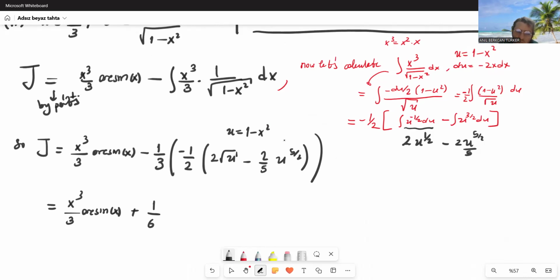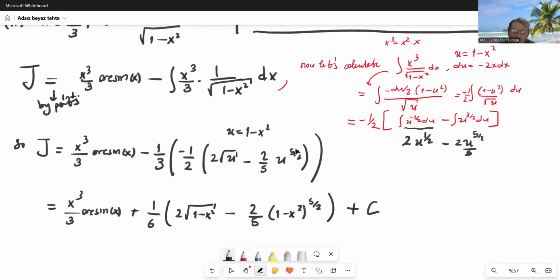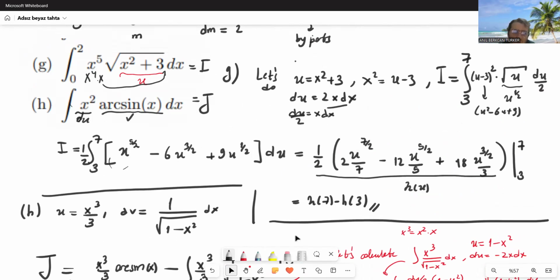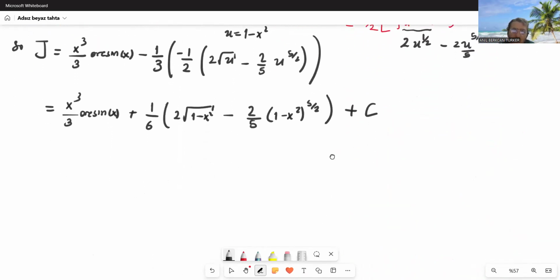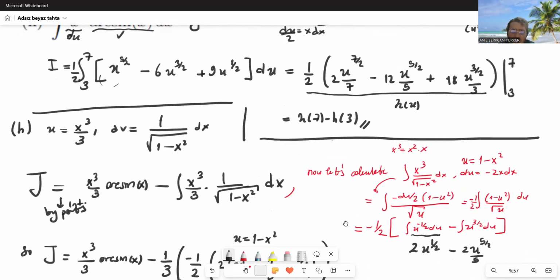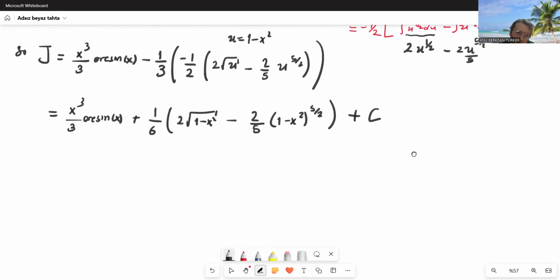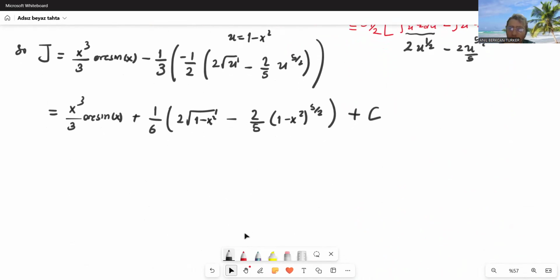1 over 6, 2 square root of 1 minus x squared, minus 2 over 5, 1 minus x squared to the power 5 over 2, plus constant. Because it is an indefinite integral, you need to put plus c. I don't think there are typos, but if there are calculation errors, you can always notify me in the mails or in the comments.